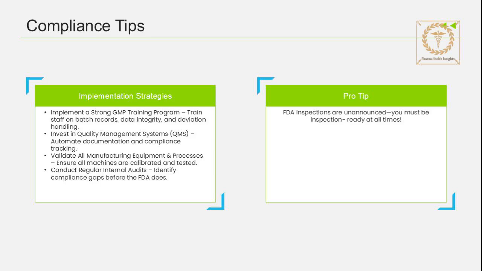To avoid FDA action, implement a strong GMP training program, train staff on batch records, data integrity, and deviation handling. Invest in quality management systems, QMS, automate documentation and compliance tracking. Validate all manufacturing equipment and processes, ensure all machines are calibrated and tested. Conduct regular internal audits, identify compliance gaps before the FDA does. And be inspection ready. Keep all records up to date and always prepared for an FDA visit.